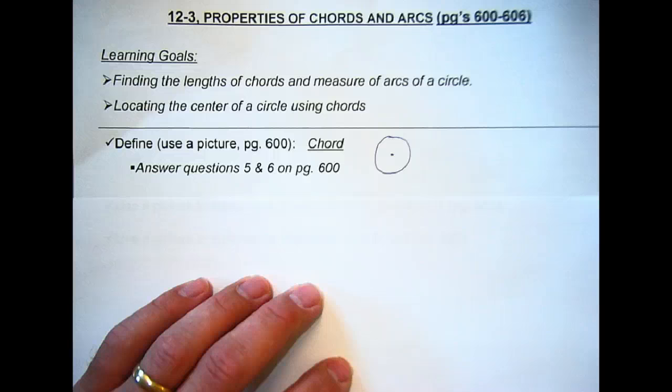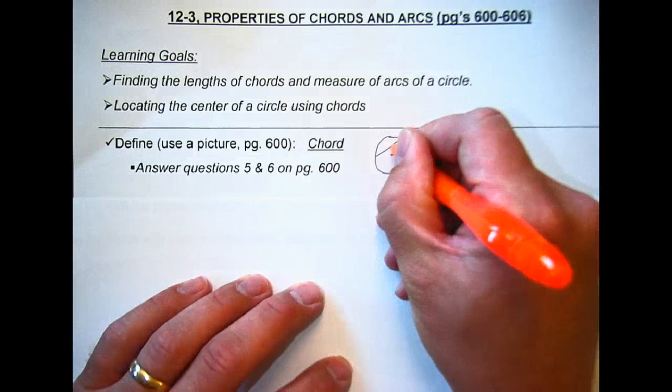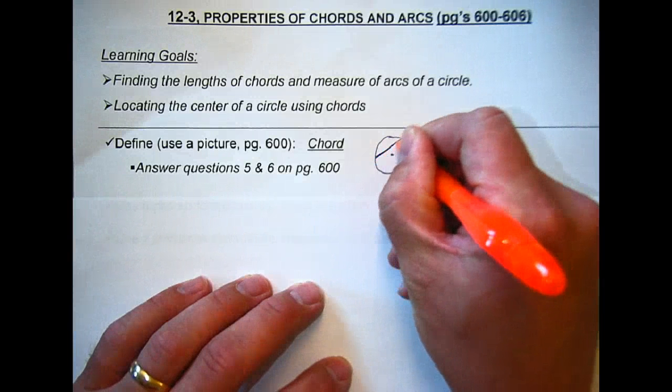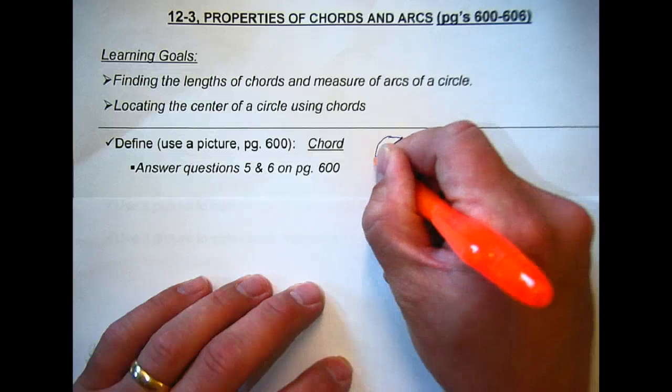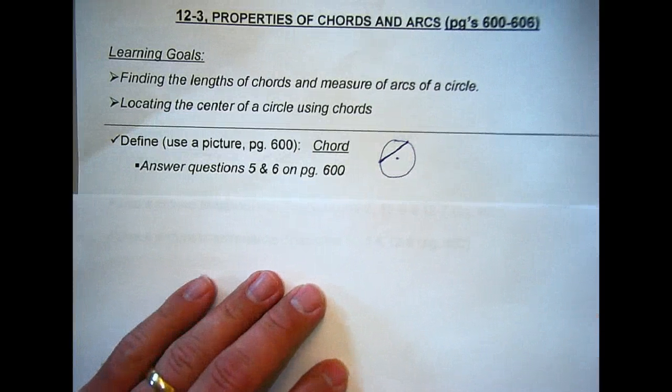Oh man, I got a couple. All right, Nick? Segments with endpoints on a circle. Good, it's a segment with endpoints on a circle. Alright, so if I take a segment, I put its endpoints on the circle, that's a chord. Now it could be multiple different looking chords.